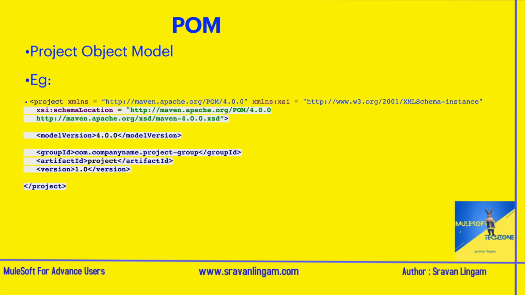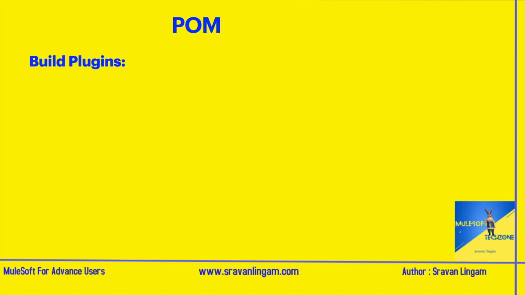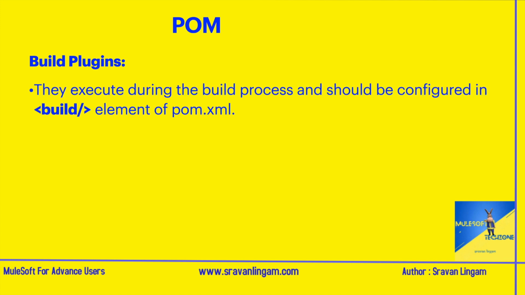If you see here, there is something called build plugins. What are these build plugins? I will show you in the example, when you create a project, how the build plugin shows. These build plugins are used to execute during the build process, not the deploy process. During the build process, as the name itself shows, build. It should be configured inside the build element of pom.xml. Element or tag, both are one and the same.